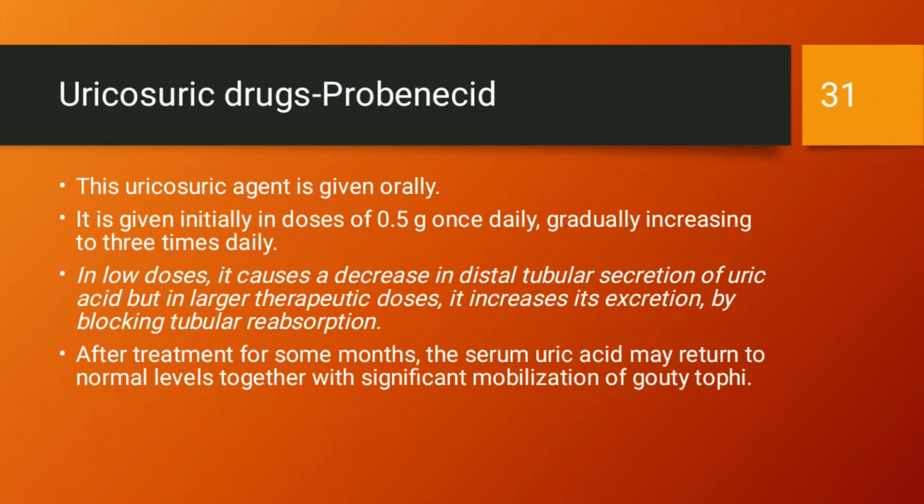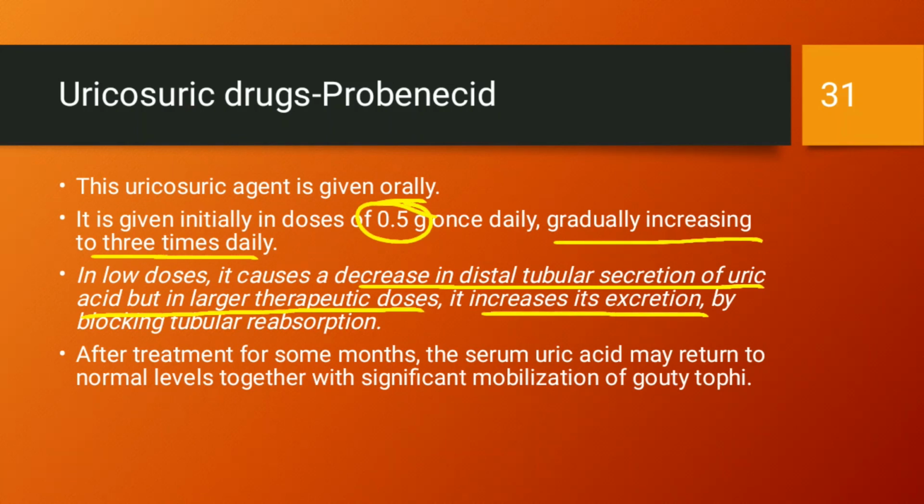So the next drug is a uricosuric drug, an example is Probenecid. It is given orally. It is given initially in a dose of 0.5 grams once daily and gradually increased to 3 times daily. In low doses it causes a decrease in distal tubular secretion of uric acid, but in larger therapeutic doses it increases its excretion by blocking tubular reabsorption. Okay, so in low doses its effect is different, in high doses its mechanism of action is different. After treatment for some months, serum uric acid may return to normal levels together with significant mobilization of gouty tophi.